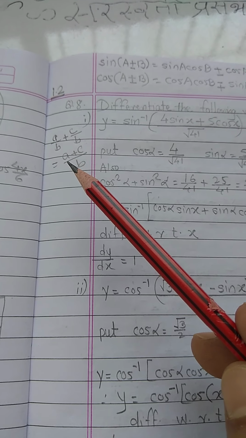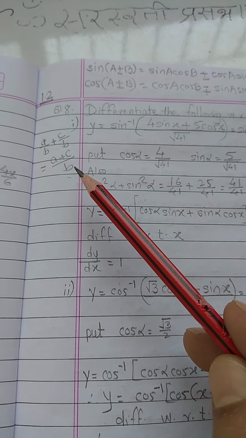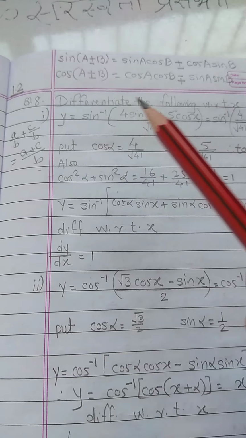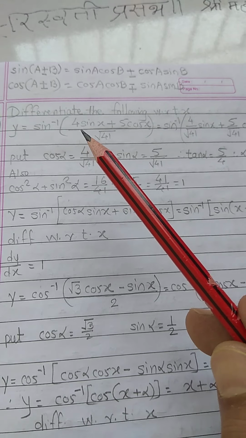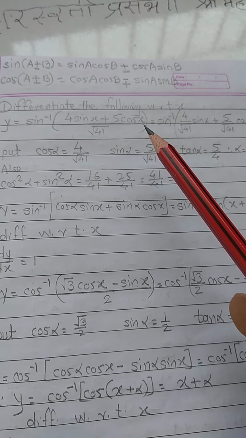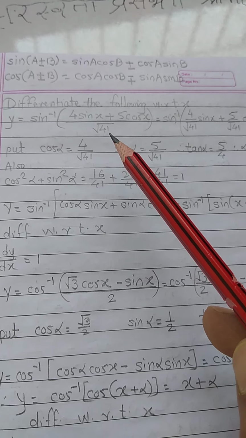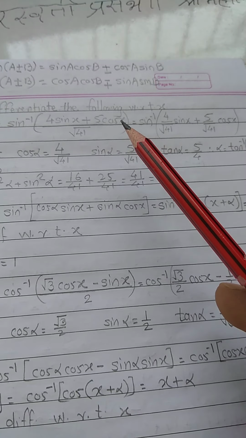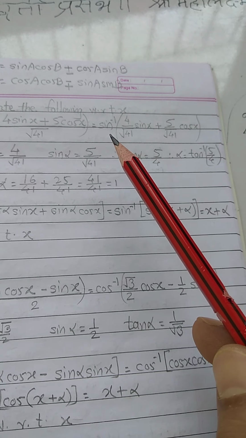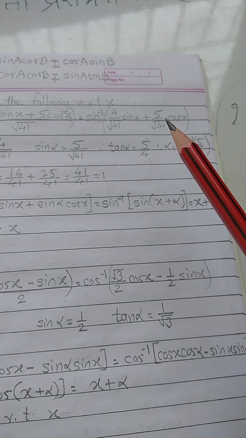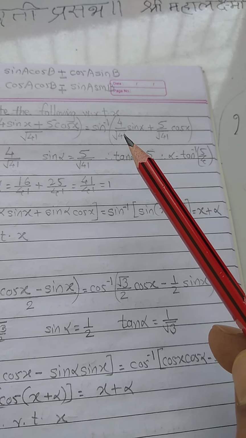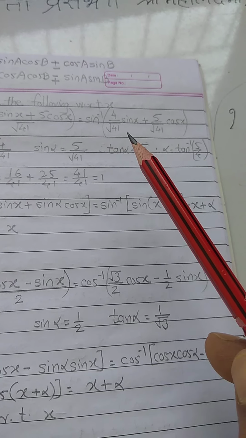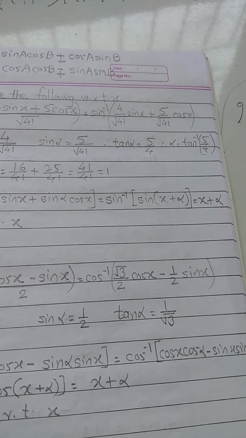We know the property that (a plus c) upon b is always equal to a upon b plus c upon b. Similarly, this (4 sin x plus 5 cos x) upon root 41, we can write as 4 upon root 41 sin x plus 5 upon root 41 cos x. This is sine inverse of the angle. If it is sin x cos alpha plus cos x sin alpha, then we can have sine of x plus alpha.